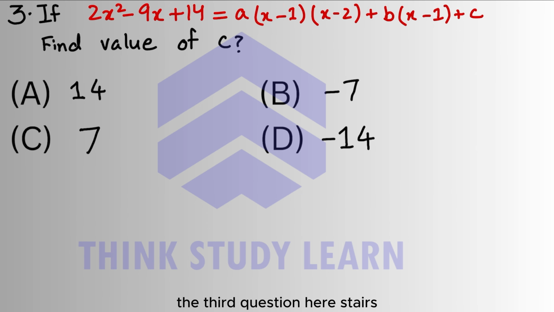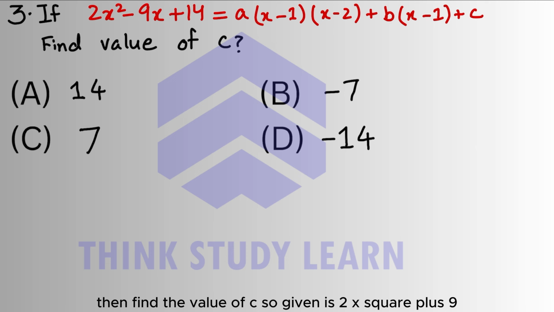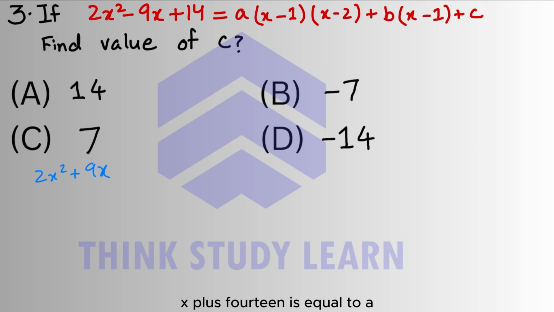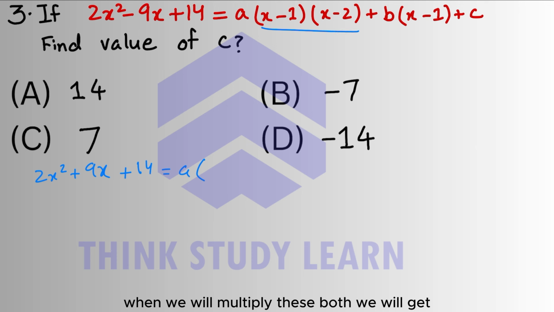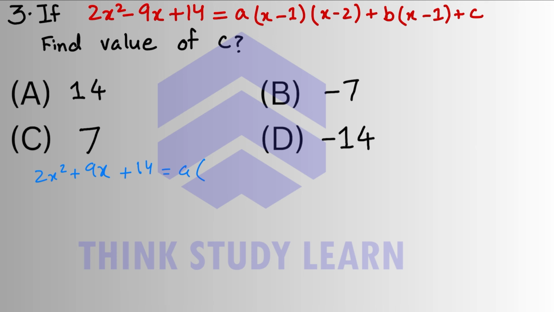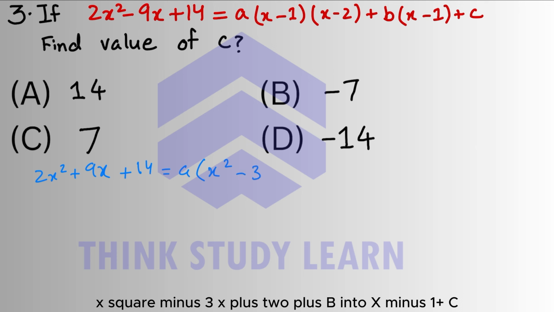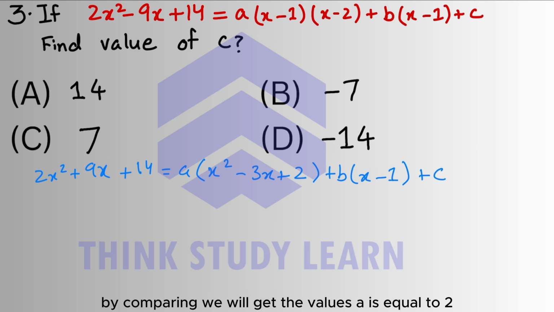The third question here states, if 2x square minus 9x plus 14 is equal to a into x minus 1 into x minus 2 plus b into x minus 1 plus c, then find the value of c. So given is 2x square minus 9x plus 14 is equal to a. When we multiply these both, we will get x square minus 3x plus 2 plus b into x minus 1 plus c. By comparing, we will get the value a is equal to 2.